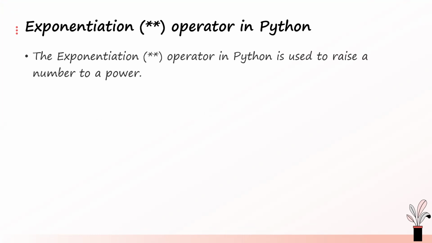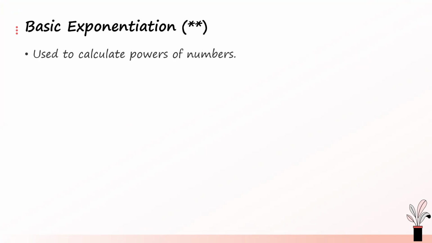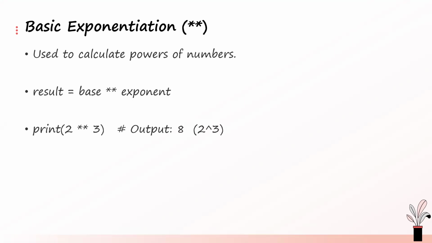Now, the exponential operator is the way we do 2 raised to power 3. It is used to raise a number to a power, to calculate powers of numbers. Instead of using one star, you use double star: the base, double star, the exponent. So if you say 2 exponential 3, it will give you 8. It will do 2 raised to power 3.